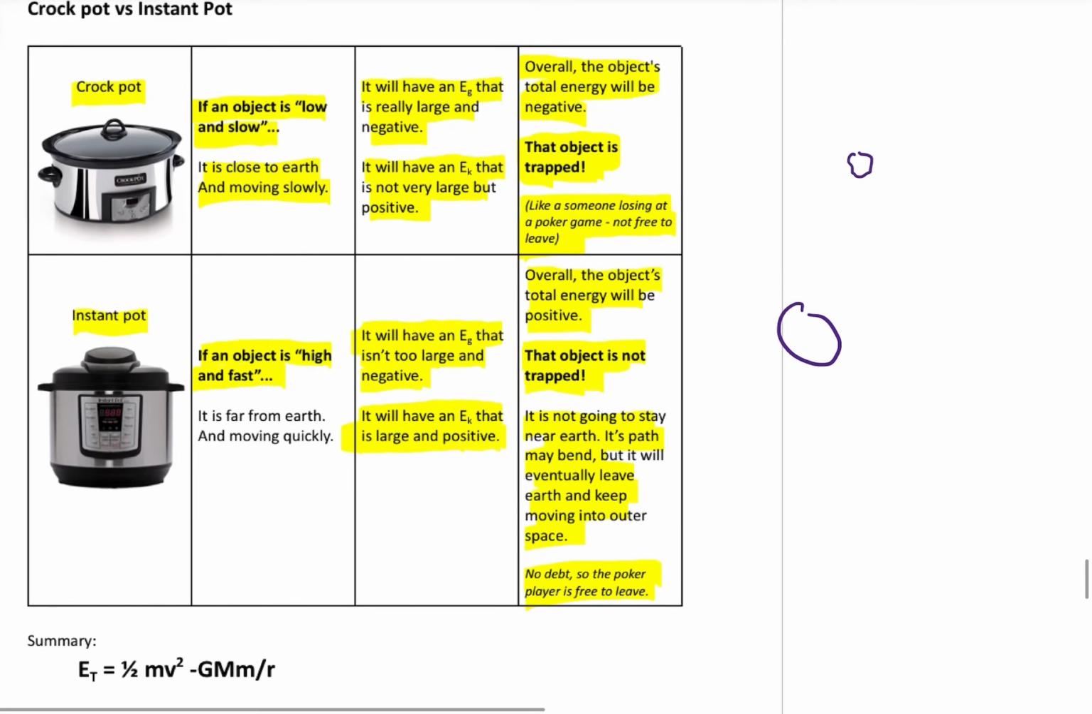If we've got an asteroid zooming by kind of like this, if it's going really, really fast, then it's not going to stay trapped close to Earth. This is supposed to be Earth. It may bend, but it'll fly away and go to deep, deep outer space, and we don't have to worry about it.